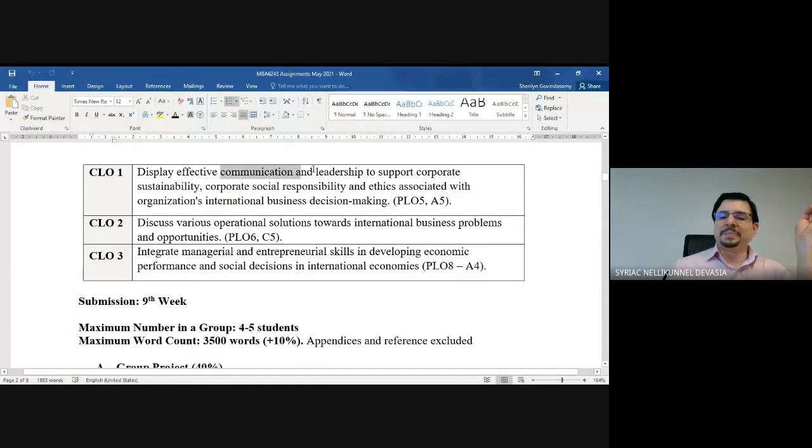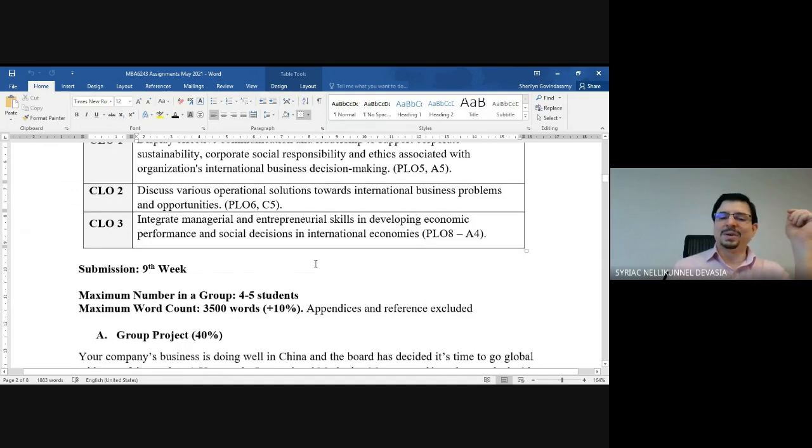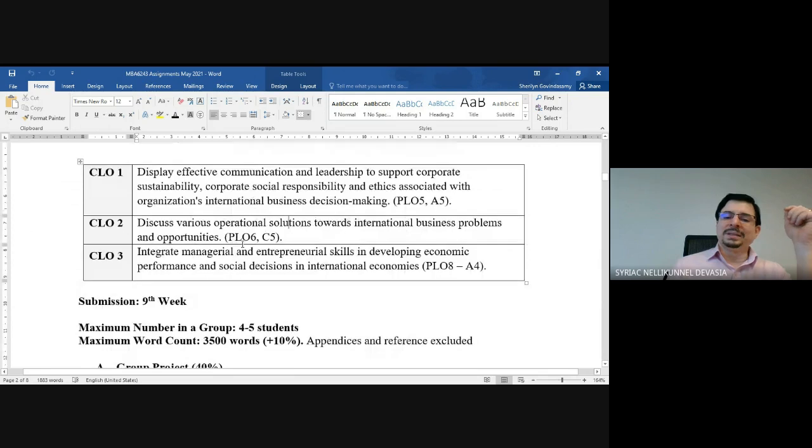Have you improved your communication and leadership? Do you know how to support corporate sustainability, social responsibility, ethics? Okay. Have you learned to discuss various solutions for international business problems? This is what you're doing in your group assignment basically, right? Then have you learned to integrate managerial and entrepreneurial skills in social decisions and international economies? So you see, you can talk based on these three learning outcomes.